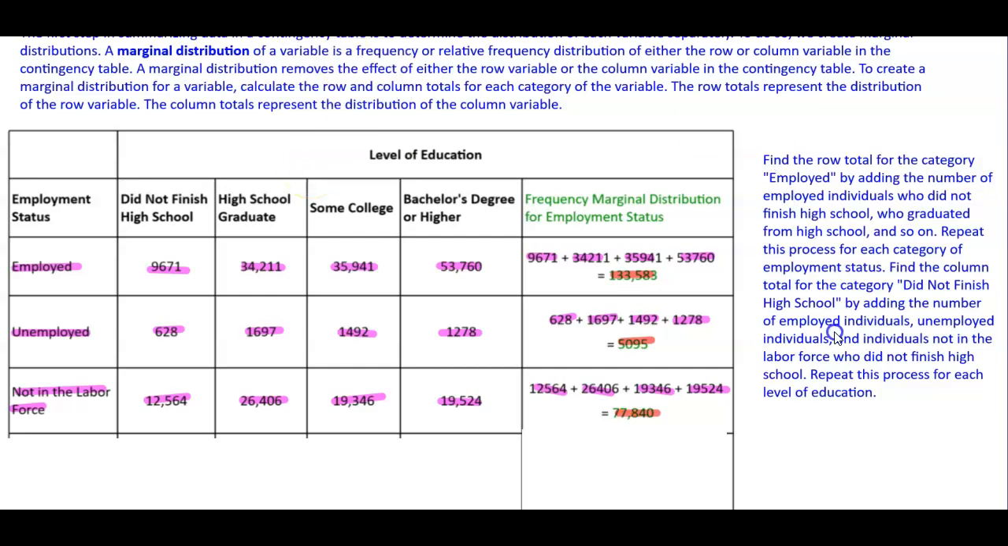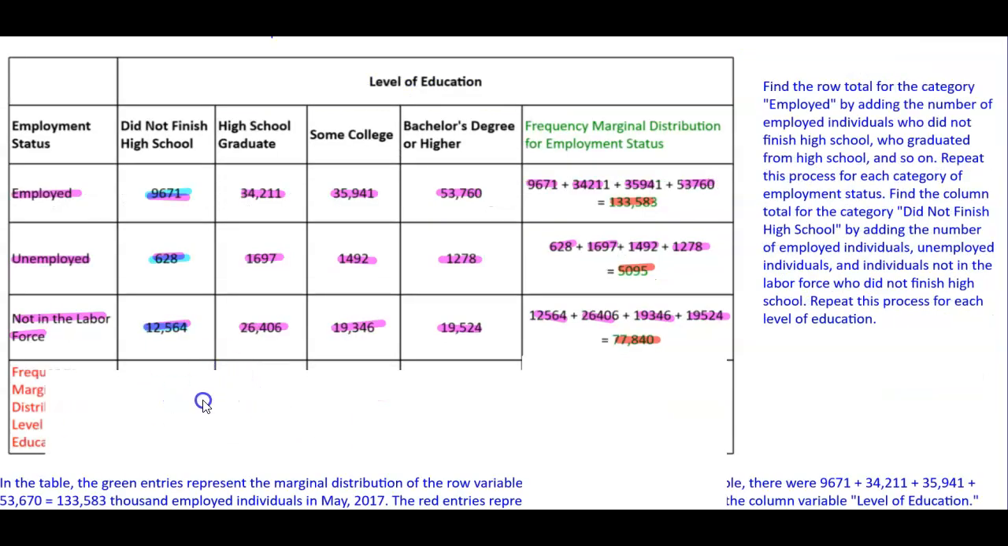77,840. Okay, and so now we're going to find the column total for the category. So here's the category, did not finish high school. And so what we're going to do is add the column values. So we're going to add the employed, the unemployed, and the not in labor force. So let's go ahead and do that. So we're going to add this together, and this together. Okay, and so what does that do?